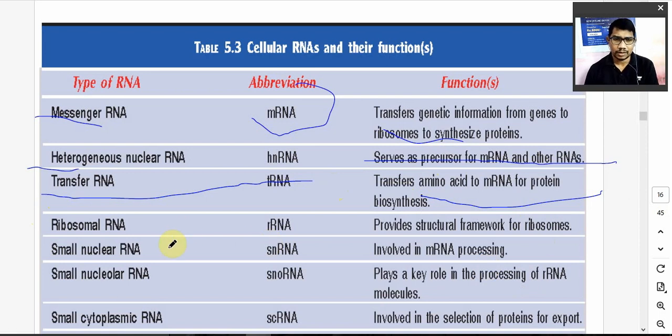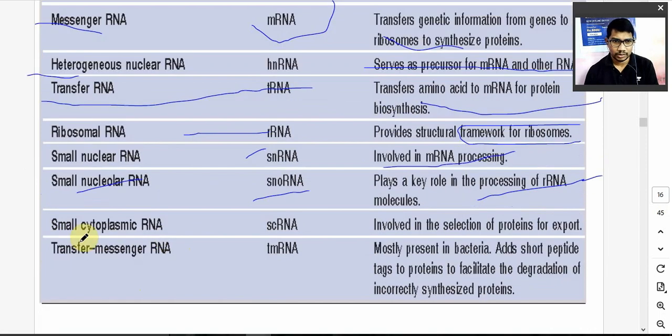ट्रांसफर RNA, tRNA बोलते हैं उसको, ट्रांसफर द अमीनो एसिड फ्रॉम mRNA टू द प्रोटीन सिंथेसिस. नेक्स्ट होता है राइबोसोमल RNA, उसको अपन rRNA बोलते हैं. सो इट प्रोवाइड्स द स्ट्रक्चरल फ्रेमवर्क फॉर द राइबोसोम. नेक्स्ट होता है स्मॉल न्यूक्लियर RNA, snRNA, इट इज नोन इन द mRNA प्रोसेसिंग. स्मॉल न्यूक्लियोलार RNA, snoRNA, इन्वॉल्व इन द प्रोसेसिंग ऑफ mRNA. क्वेश्चन इसके ऊपर आ चुकी है.